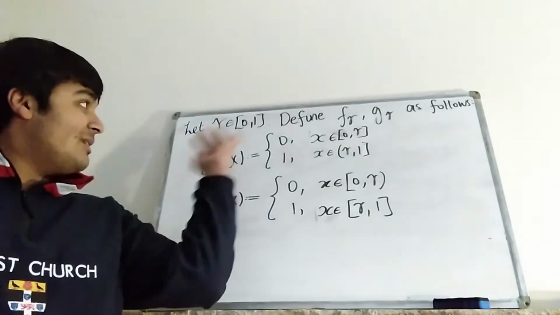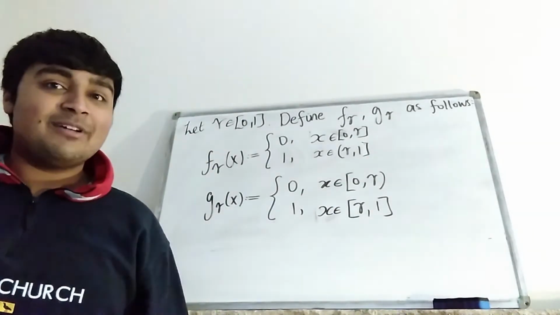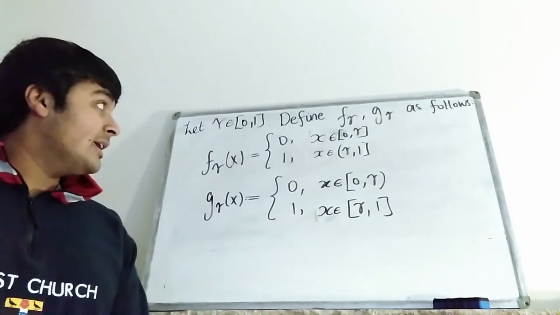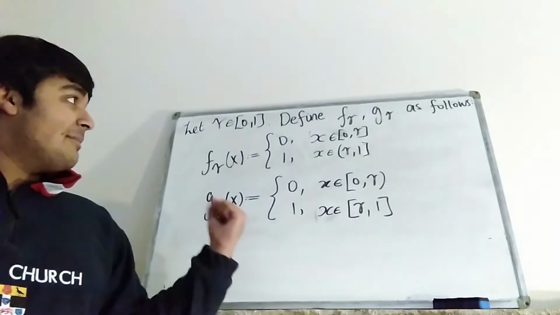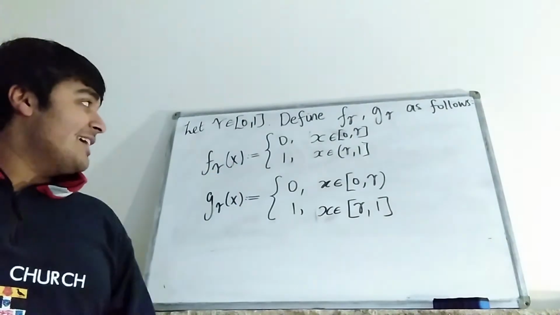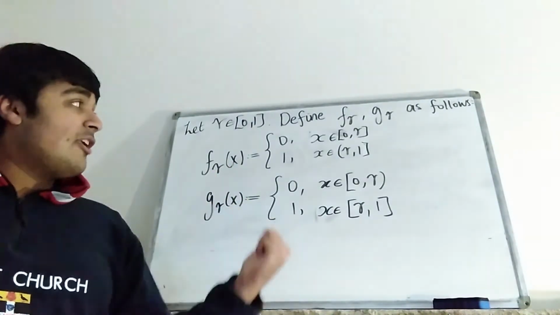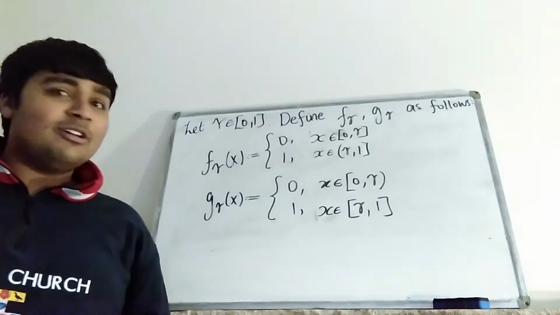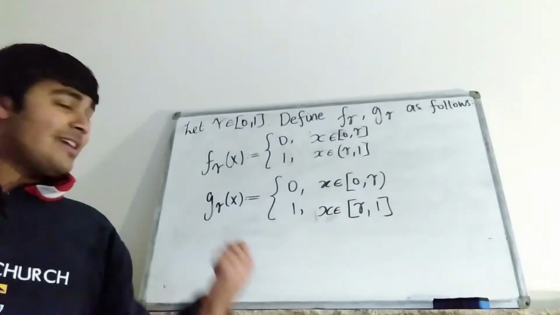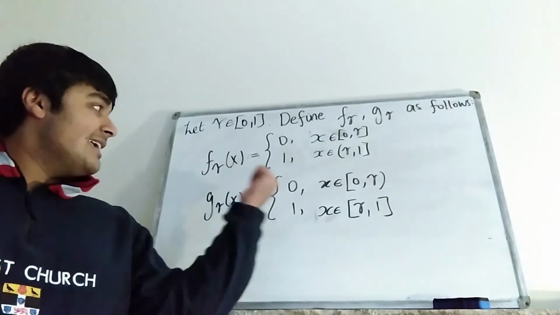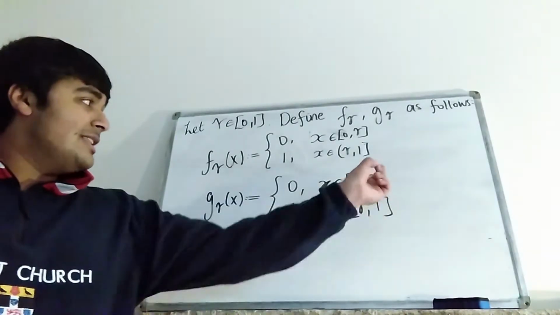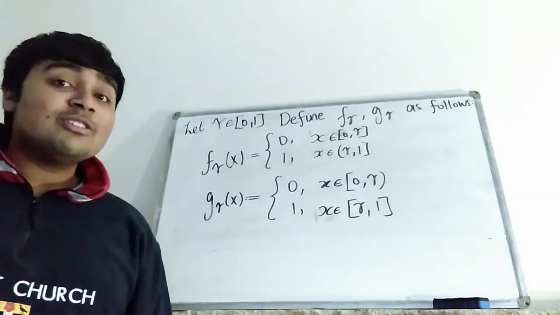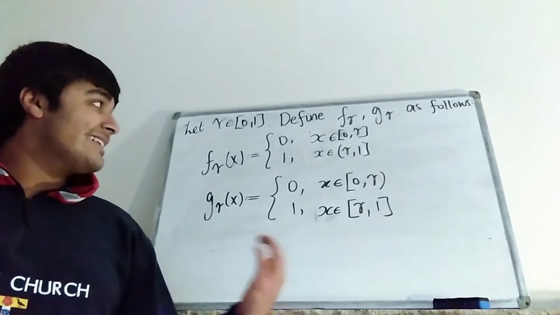Now what we're going to do is define two functions, f gamma and g gamma, where gamma is just some generic number between 0 and 1 inclusive. So f gamma and g gamma are defined as follows. f gamma of x is going to be 0 on the closed interval 0 gamma and 1 on the half open interval gamma 1. And g gamma of x is defined very similarly. It's 0 on the half open interval 0 gamma and 1 on the closed interval gamma 1. So the only point at which they differ is at gamma.